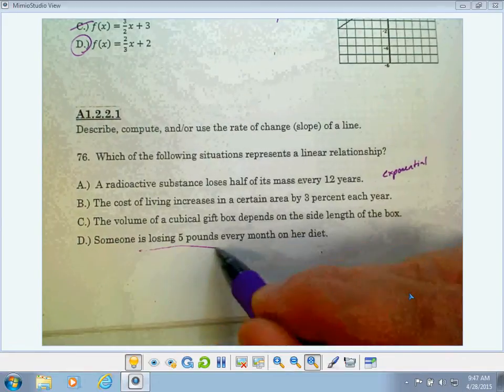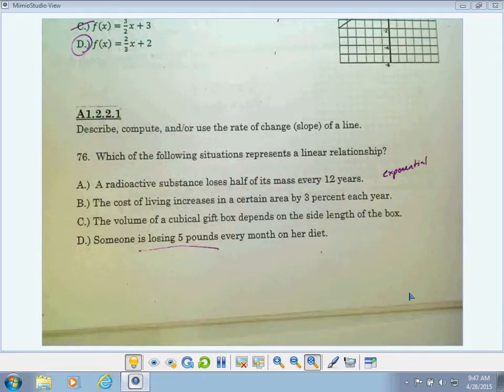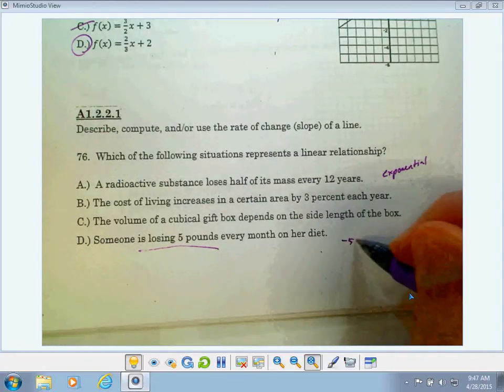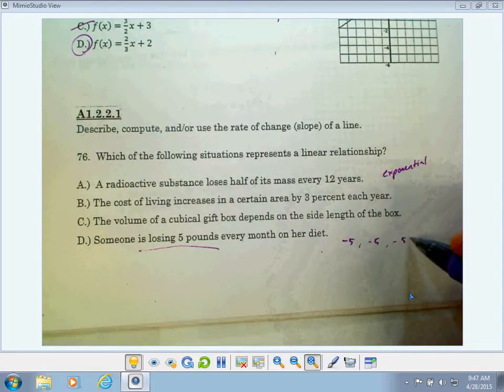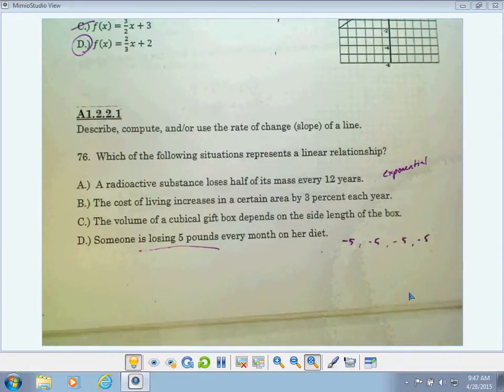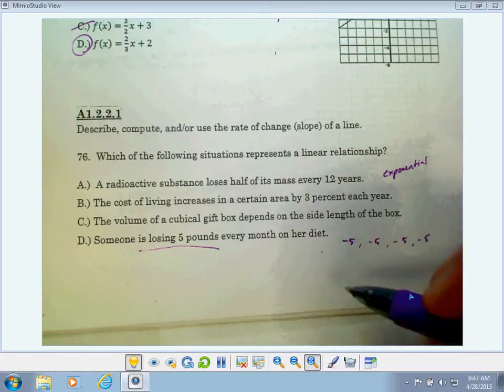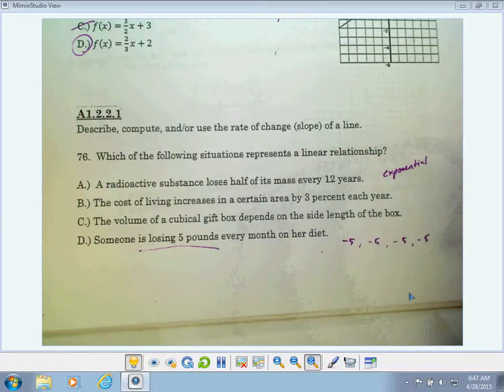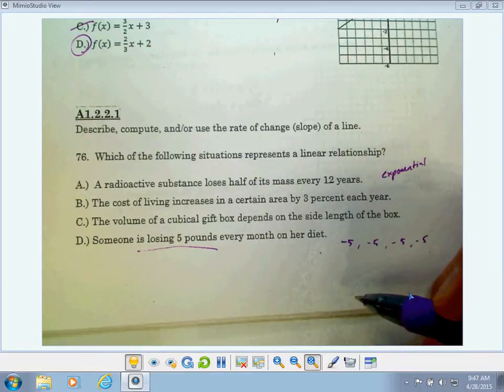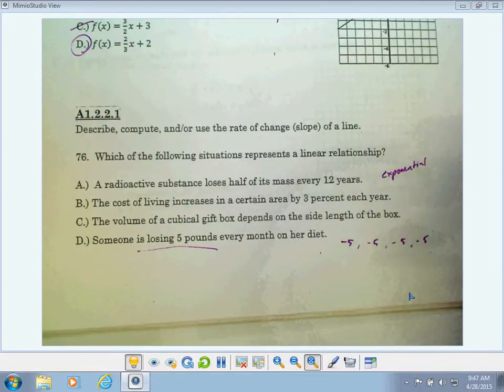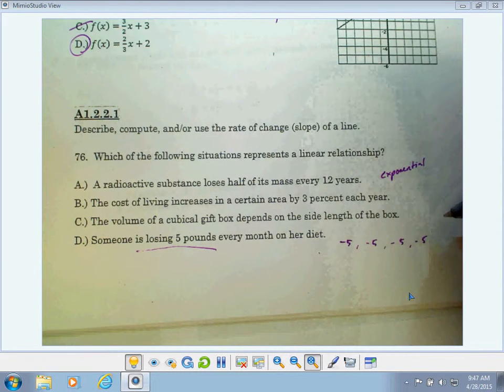How about this one? 5 pounds every month on her diet. That's -5, -5, -5, -5 every month. Right? That is a linear relationship. This is what you want to see. Losing the same amount every so often, adding the same amount every so often, where you're not multiplying it or anything. You're just saying it's going to be -5, -5, -5 over and over again, as opposed to these, which involve multiplication and exponential, right?